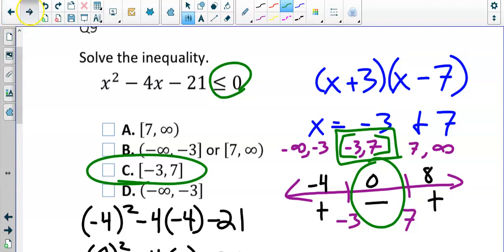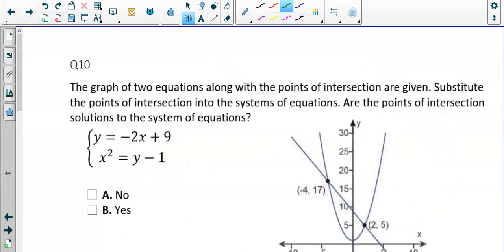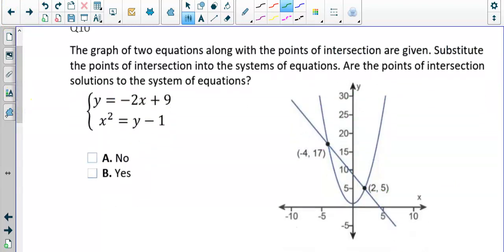Last question. Number 10, again, comes from 8.6. So it says the graph of two equations along with the points of intersections are given. Substitute the points of intersections into the systems of equations. Are the points of intersections solutions to the system? So all they want us to do is check both of these by plugging in. Double checking and making sure that they are solutions. Okay? So again, just remember, points are made up of x and then y.